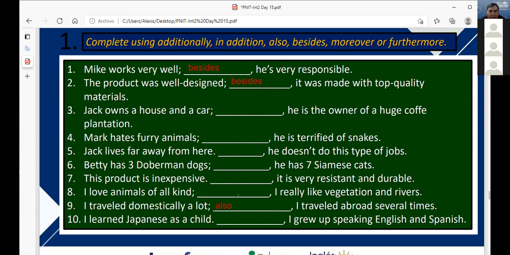Or number 2, the product was well designed. It was only that also is after the verb to be. It was also made with top quality materials. That would be the difference, but the rest, besides, moreover, and furthermore, are used in the same way. So they are synonyms.